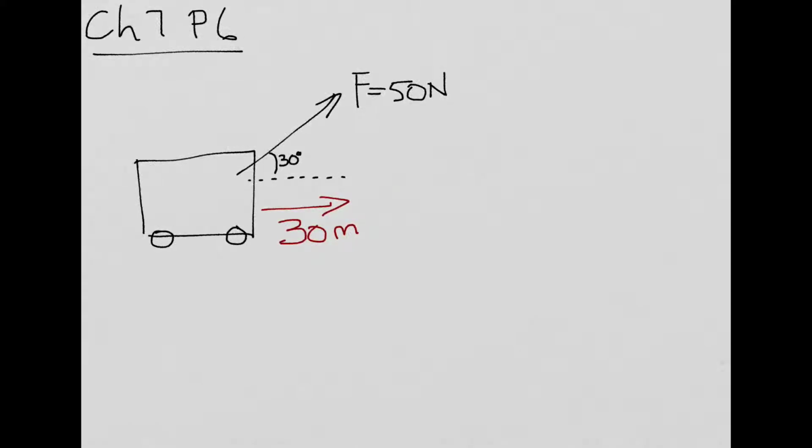This is problem 6 in chapter 7, and it's our first problem on work. Work is the way in which energy is added or taken away from a system. In this particular problem, we have a mass, a wagon with a child in it, and we have somebody pulling on that mass, so that force on that mass will accelerate it.